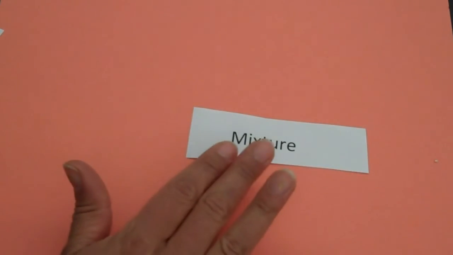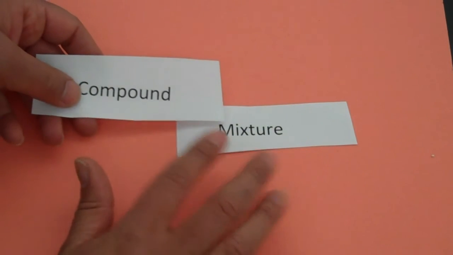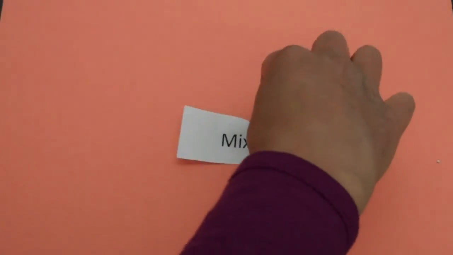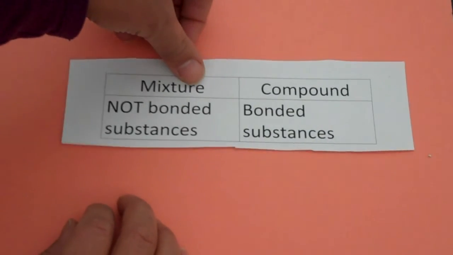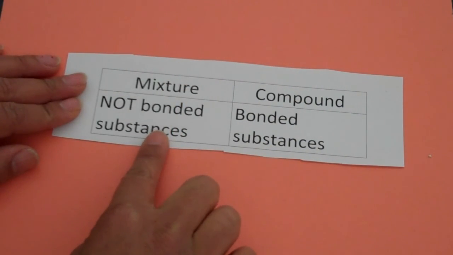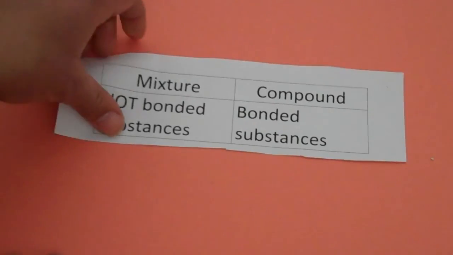Okay. A mixture is different from a compound. These two are different from each other, not the same. A mixture is 2 or more substances that are not bonded in the same place. Okay, so I made a chart for you that'll help you out to compare this side by side. A mixture is not bonded substances, whereas a compound is bonded substances. Okay, and that's what you need to know.